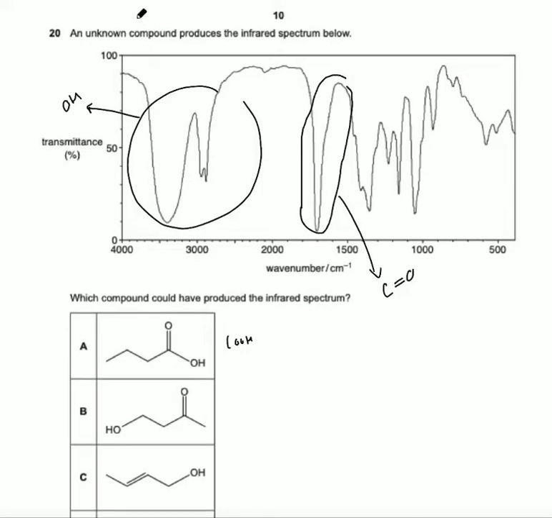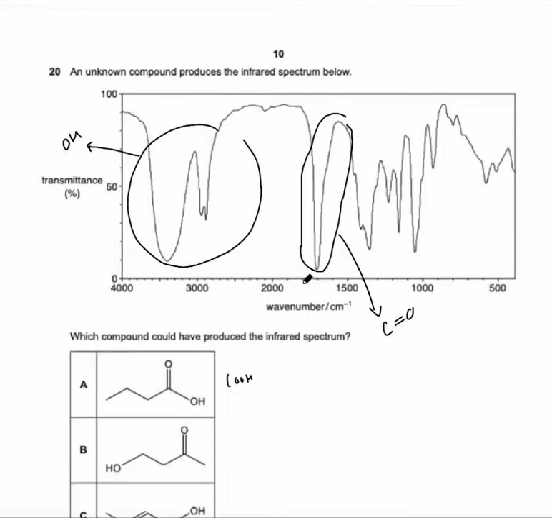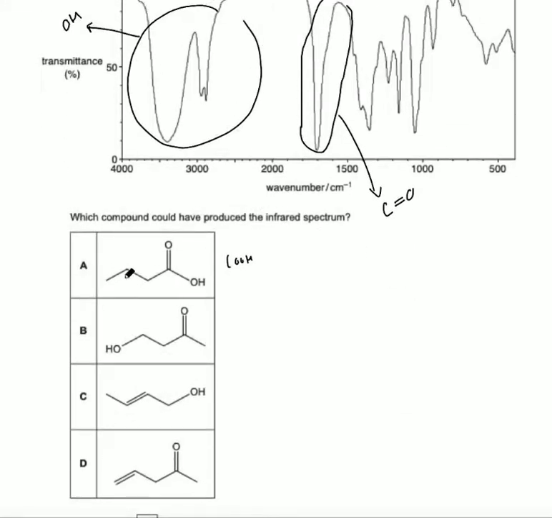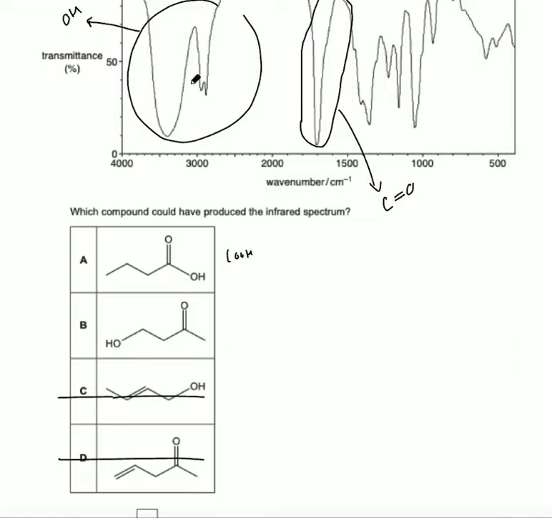Right, last one. An unknown compound produces the infrared spectrum below. Which compound could have produced the infrared spectrum? Okay, we have 4 of these. First thing is there are always 2 things that should point out to you when you look at a spectrum, and it's these 2. So this peak is an OH peak, and this peak is a C double bond O peak. So as soon as we skim through the answers, we automatically cross out C, because there's only an OH, but we're supposed to have a carbonyl, C double bond O, and we get rid of D because it only has a carbonyl when it's supposed to have a hydroxyl as well.